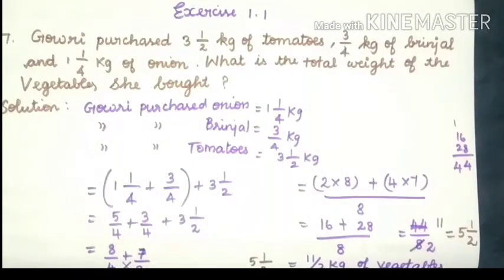Students, keep in mind, here the given question is in the form of a mixed fraction. So you have to write the answer also as a mixed fraction. The mixed fraction of 11 by 2 is 5 1 by 2. Both the answers are correct. The improper fraction of 5 1 by 2 is 11 by 2 and the mixed fraction of 11 by 2 is 5 1 by 2. Both the answers are correct. Gauri purchased 5 1 by 2 kg of vegetables.